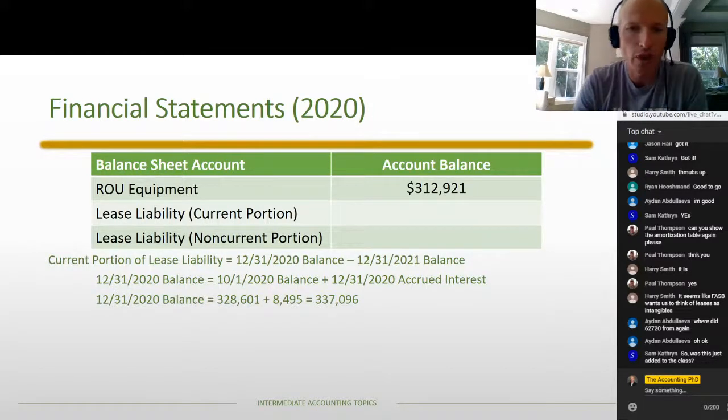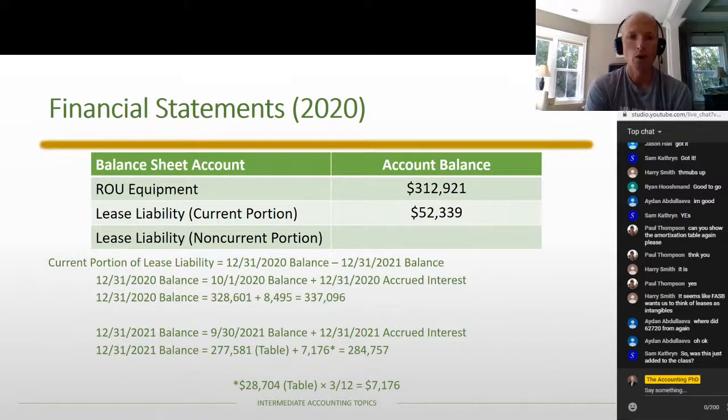Well, the 12/31/2020 balance is the initial balance, which is the $328,601, plus the accrued interest from the December 31st adjusting entry. So the total balance is $337,096. Now let's talk about the balance from 12/31/2021. It would be the balance from the amortization table on 9/30/2021 plus any amount of accrued interest that we would record at the end of 2021, kind of similarly to the way we would calculate the 2020 balance. And so we take the amounts essentially from the table.